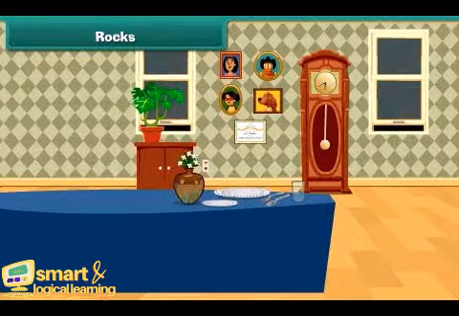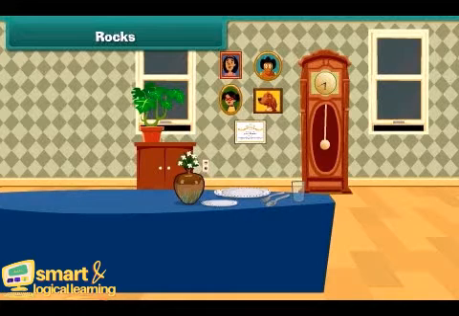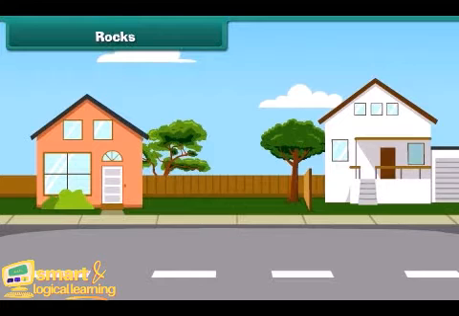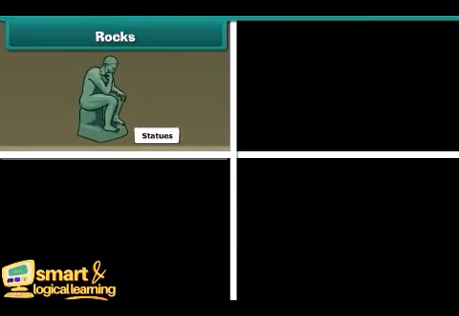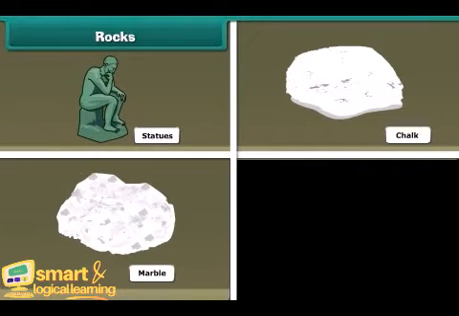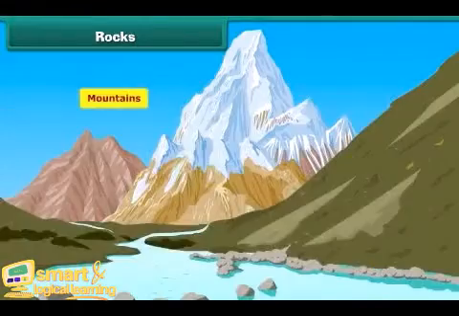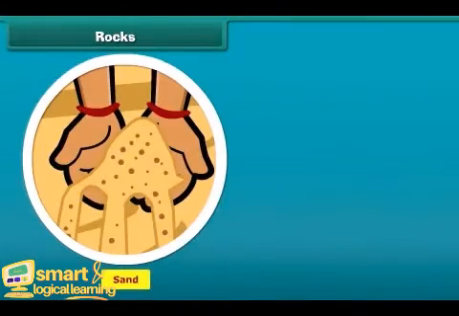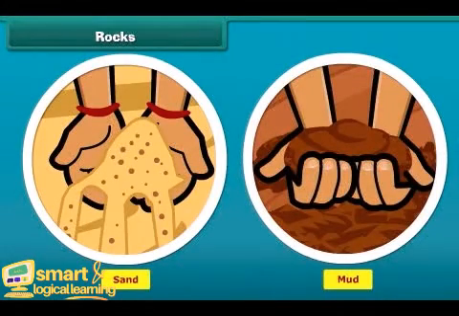As we can see, rocks are all around us. We can also see different things made up of rocks inside our house, in our yard, on the road and everywhere. Do you know statues, chalk, marble, pencil head, mountains and soil are all different forms of rocks? You will be surprised to know that rocks aren't always huge solids. Sand and mud are also forms of rocks.